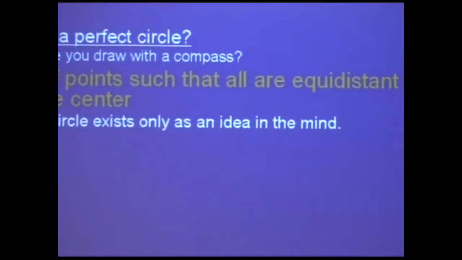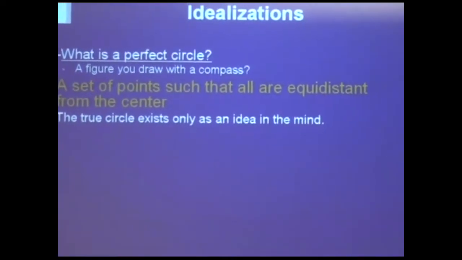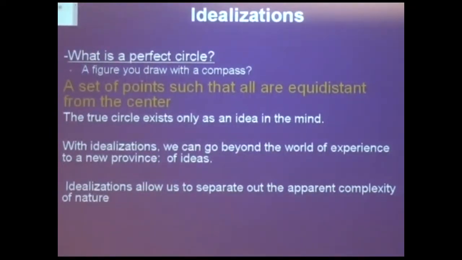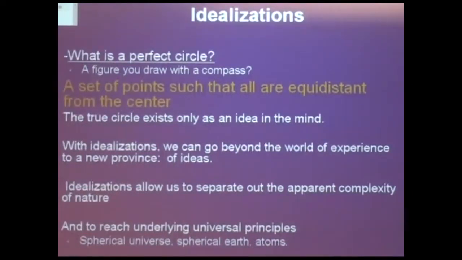You could even say the idea of a point is an ideal. So the idealization is that even though you draw the figure with the compass, it's not a circle, it's a shadow of a circle. But when you define it like you just did, a set of all points that are equidistant from the center, then you have the idea of a perfect circle. And that's what is important. The idealization is what we use to go beyond the world of experience to the new province of ideas. It is idealizations which allow you to separate the complexity of nature, the wobbling pencil and the imperfect hole of the compass, and reach the underlying universal principle. It is by such thinking that you reach ideas like the spherical universe, the spherical earth, and the existence of atoms.